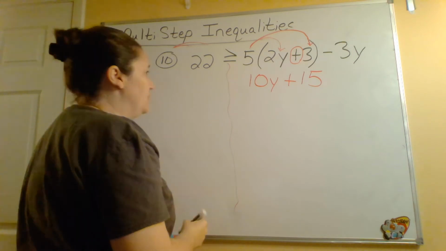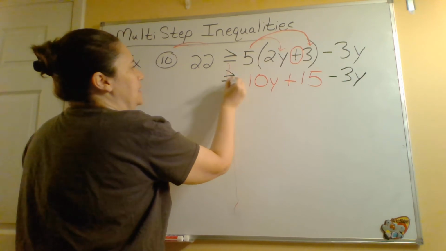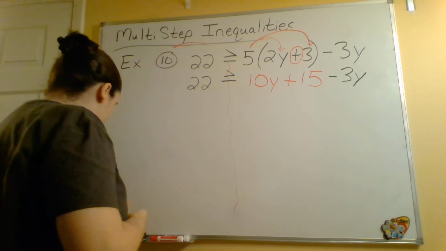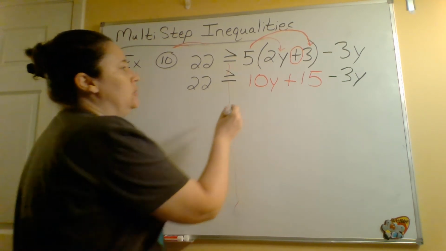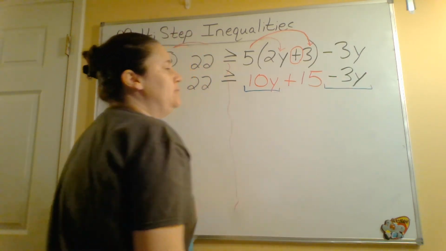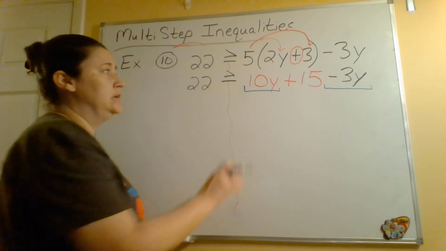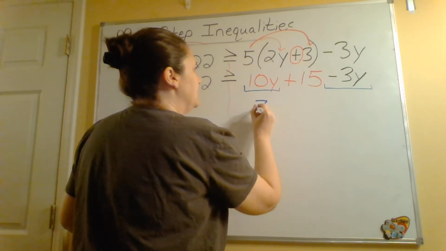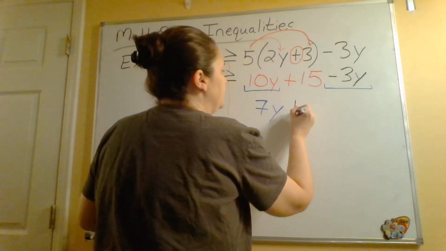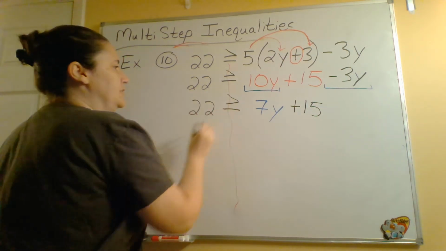Now we write down the rest of the problem. There's a minus 3y over here. We keep the sign the same. There's a 22 on the left. Our next step is that we can combine like terms. We can put together the y's. If I have 10y minus 3y, if I have 10 pencils and I take away 3 pencils, I have 7 pencils. 10y minus 3y is 7y. Then write down the rest of the problem. Plus 15, write down the sign, write down the 22 on the left.